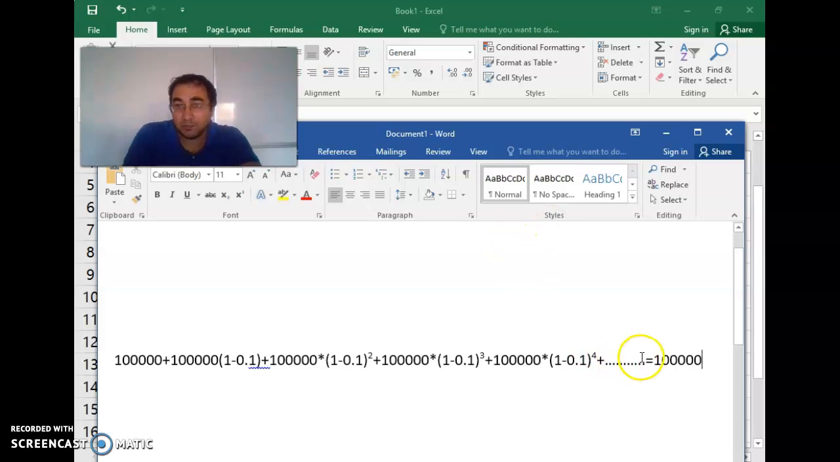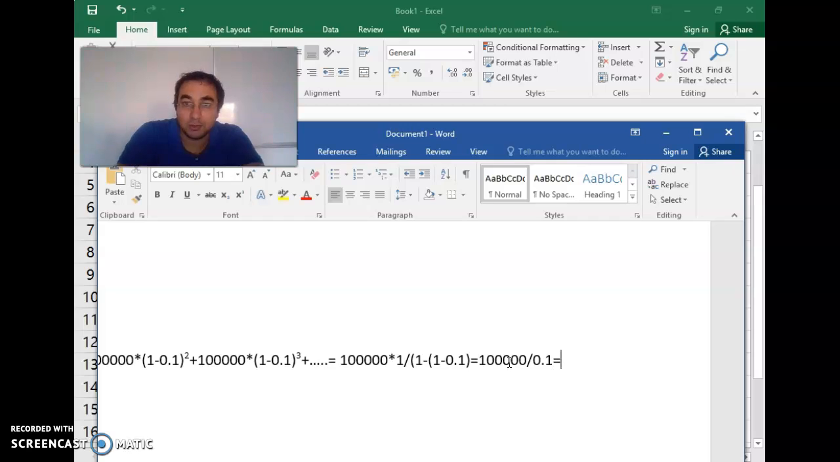This whole expression is equal to, let's raise this last so you can see the part better, 100,000 times 1 divided by 1 minus, in parentheses, 1 minus 0.1. So this is equal to 100,000 over 0.1, which is equal to 1 million.